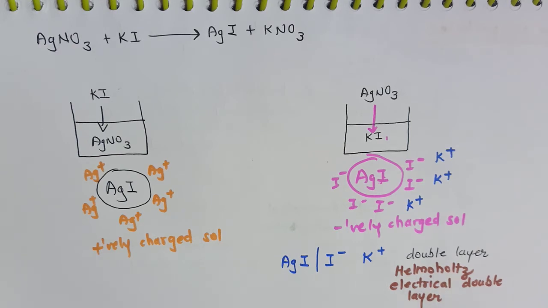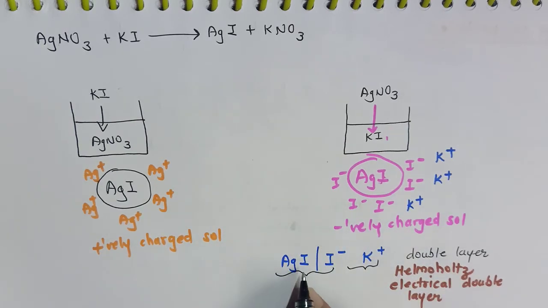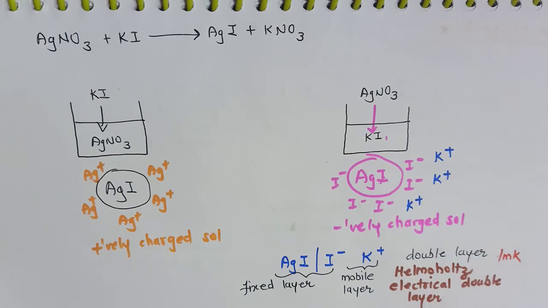Now in this double layer there are two components. This is the first layer and this is the second layer. The first layer is called the fixed layer and the second one is called the mobile layer. The definition of the Helmholtz electrical double layer is asked for 1 mark in your board exams.